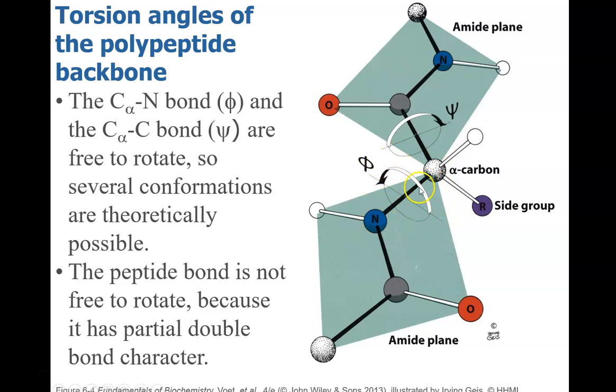That is referred to as phi, and over here we have the carbon in the peptide bond and the adjacent alpha carbon. We're going to refer to this bond as psi. Both of those bonds are single bonds, so they can rotate. Theoretically, you can have several conformations. You can't rotate the peptide bond, but the carbon alpha-nitrogen bond and the carbon alpha-carbon bond are single bonds, and you can rotate those.